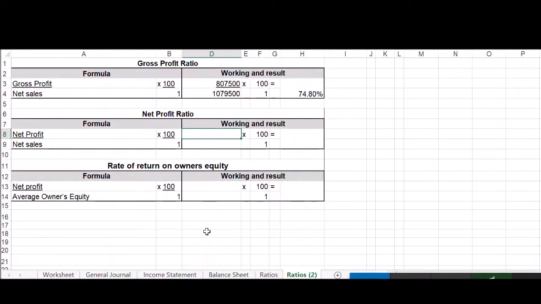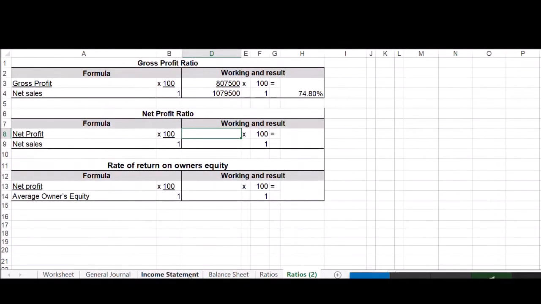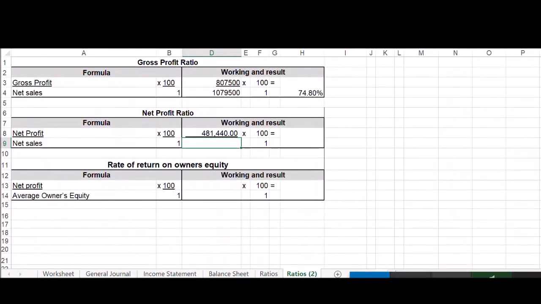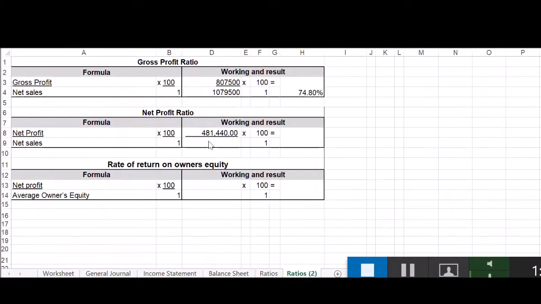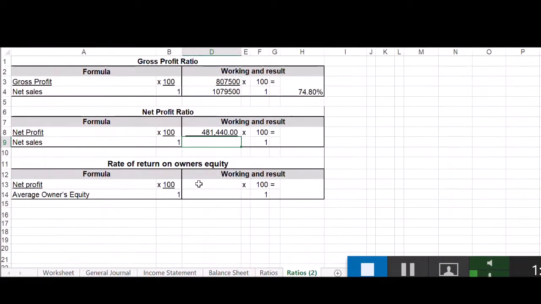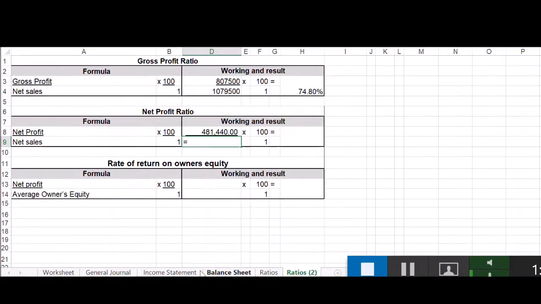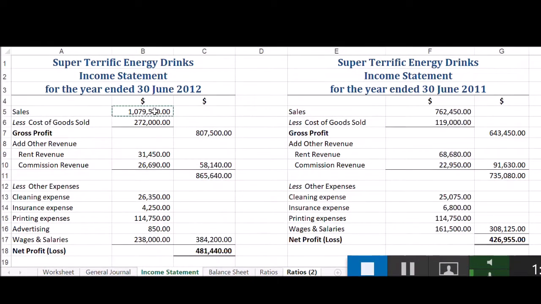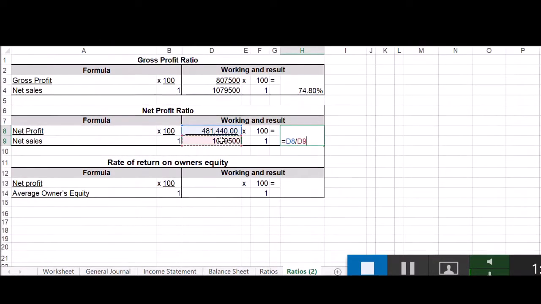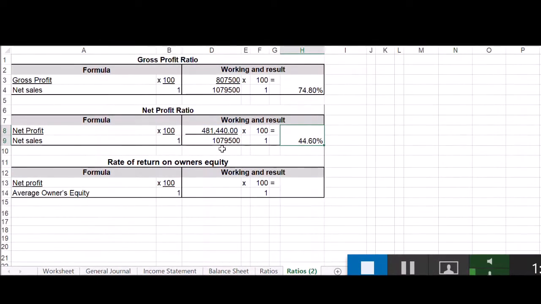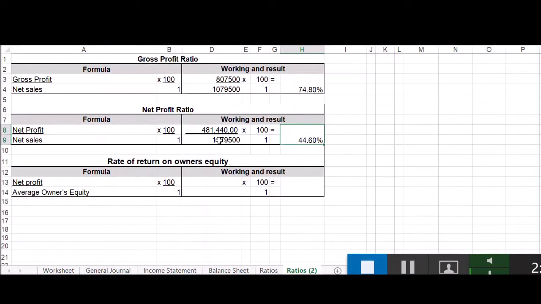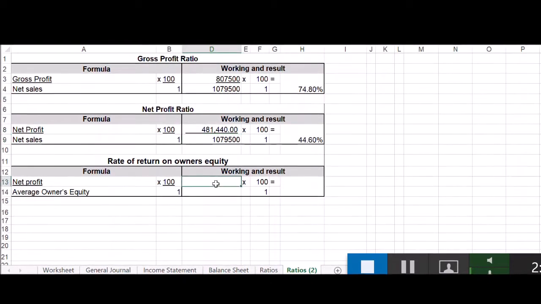Next one, net profit ratio. If I go to net profit, 481,444, we're going to divide that by the net sales. So I'm going to go back to the income statement and grab that 1 million figure again, and divide them together. Remember, your net sales is your sales minus your sales returns. Since we don't have that, we only have the sales, we'll just use that information.